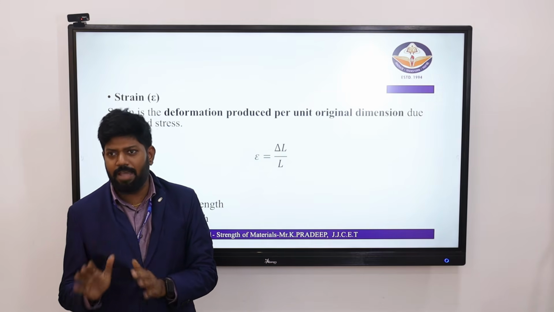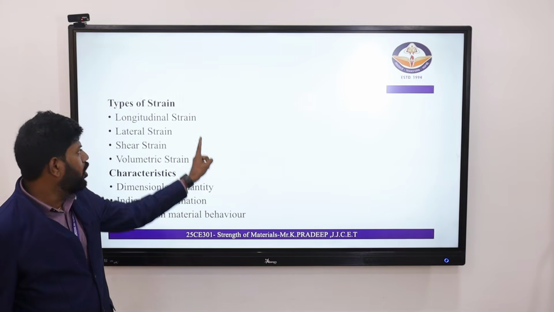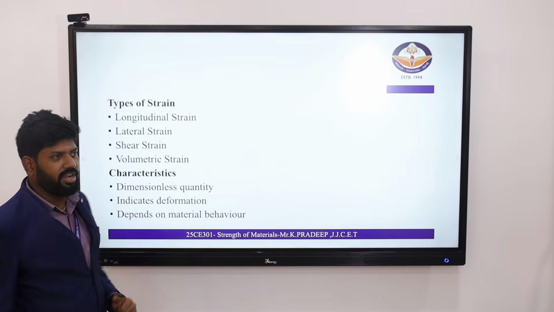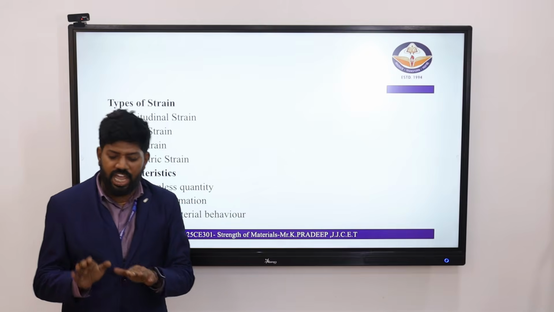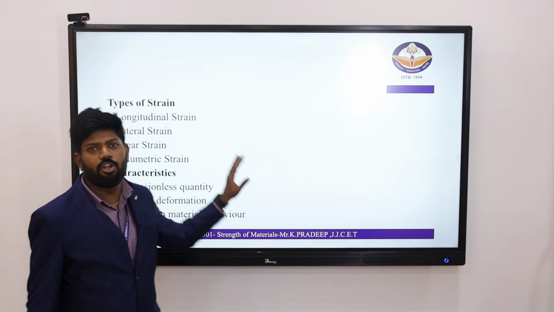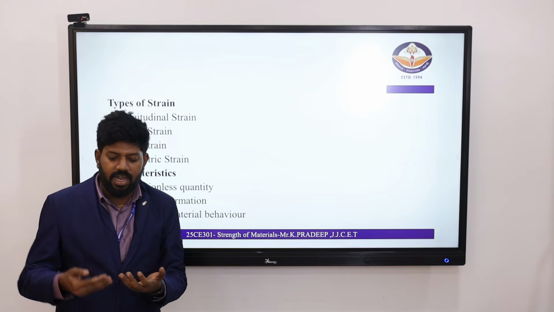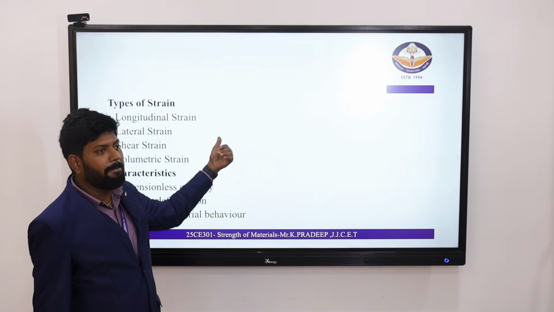There are many types of strain. What are the different types of strain? Longitudinal strain, lateral strain, shear strain, volumetric strain. What is meant by linear and lateral? If the change is only in the length, we call it linear strain. Whereas the change which happens in breadth, depth, or diameter, we call lateral strain. So this is the basic difference.